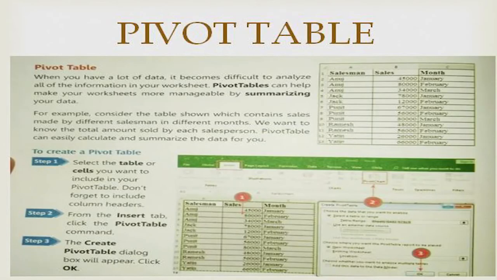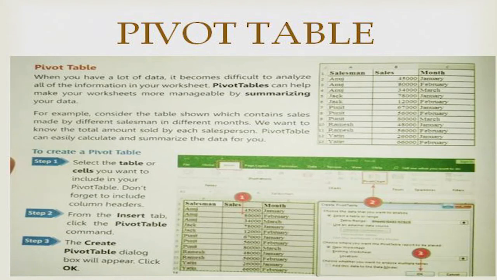Next topic is pivot table. Pivot table means when you have a lot of data, it becomes difficult to analyze all the information in your worksheet. Pivot tables can help and make your worksheet more manageable by summarizing your data. For example, consider a table which contains sales made by different salesmen in different months. We want to know the total amount sold by each salesperson. So a pivot table can easily calculate and summarize the data for you.